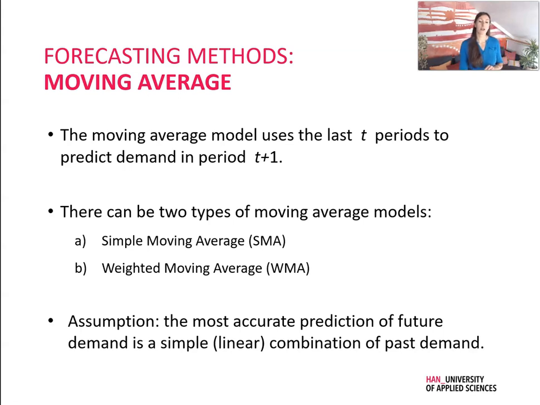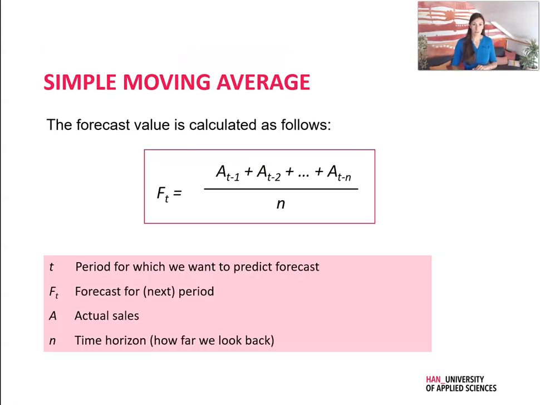Now, let me show you exactly what the simple moving average looks like. This is the formula, and I'll show you how much easier it is than it looks. Let's look at what each of the letters means in here. T indicates the period for which we want to predict the forecast. F stands for forecast. So F of T would be the forecast for, for example, September, assuming that September is the next month ahead that we want to forecast.